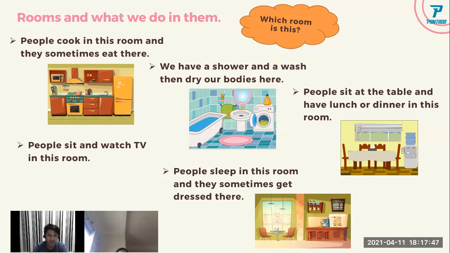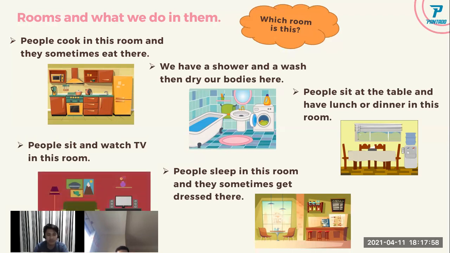Next, people sit and watch TV in this room. It's a living room. Very good. Do you have a living room in your house, Dwi? Yes, I have a living room. Aside from TV, what else can we see there? I have a TV. What else? Fan. Sofa. Pictures. Okay.